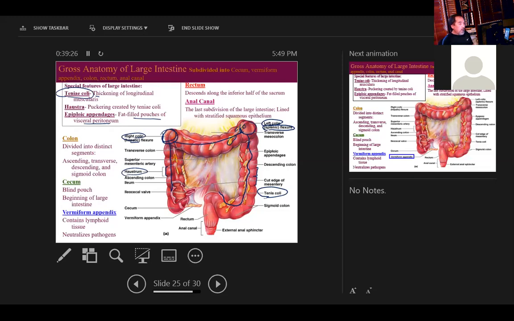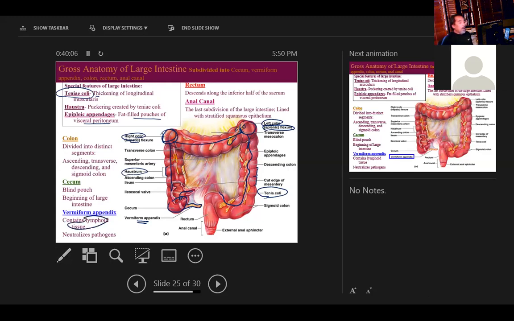If you take a look at the colon, we have the ascending, transverse, descending, sigmoid, and cecum, which is this area here, the pouch, in which the ileum connects to the cecum. But if you notice, there's something dangling at the bottom of the cecum, and that is called your appendix, the vermiform appendix, the worm-like appendix. In your large intestinal tract, you have a lot of lymphoid tissues there. That's why it's already protected.